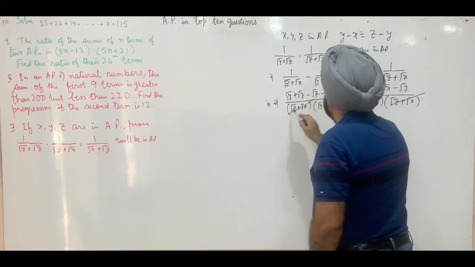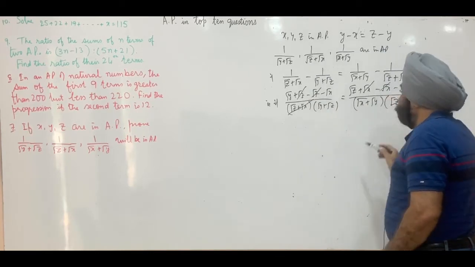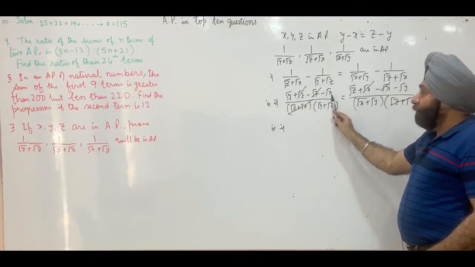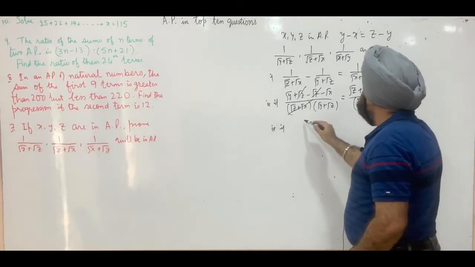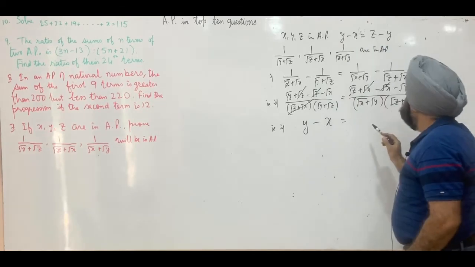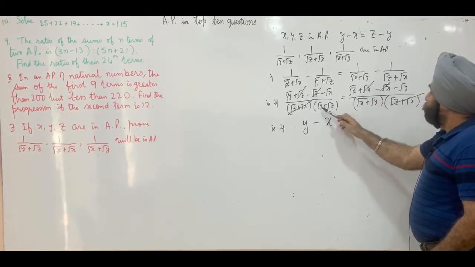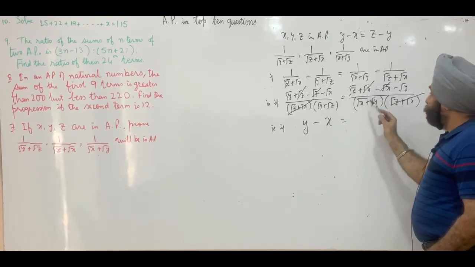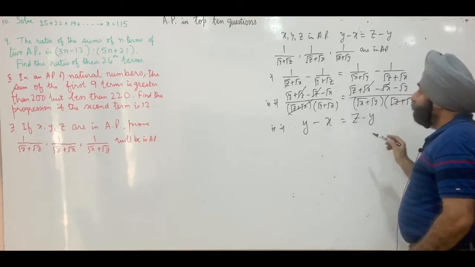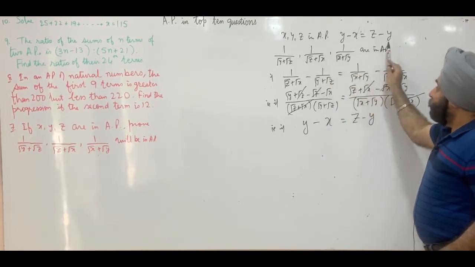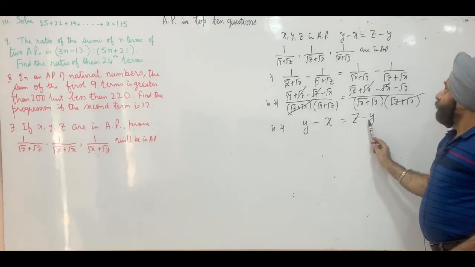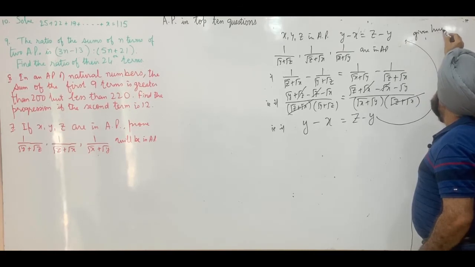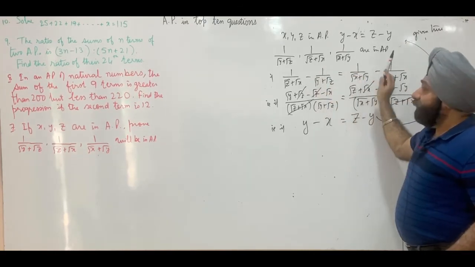Root z plus root x will cancel out, and this will cancel out too. So we are left with root y minus root x into root y plus root x, which is y minus x. This one is root of z minus root of y times root z plus root of y, so this product will be z minus y. So the three are in AP if this is equal to this, and this is given true. Therefore, we write that they are in AP.